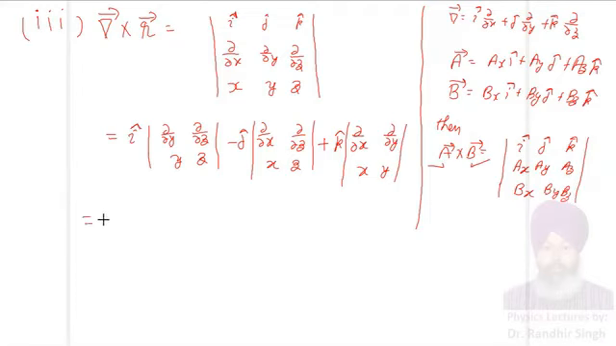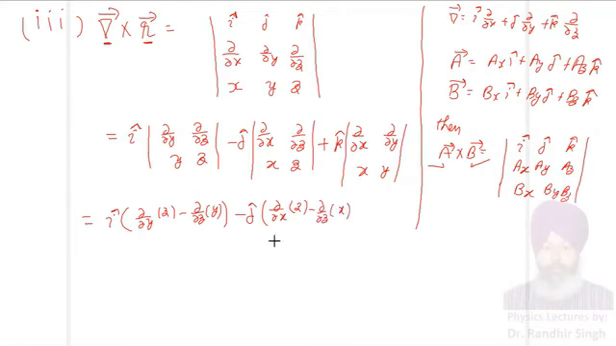Let us now expand it. It will be i cap, it will be ∂/∂y of z minus ∂/∂z of y. Kindly remember, order is very important. Since in the statement del comes before R, throughout these steps we will write components of del ahead of components of R. So the second part will be minus j cap. It will be ∂/∂x of z minus ∂/∂z of x. So the third term will be k cap. It will be ∂/∂x of y minus ∂/∂y of x.